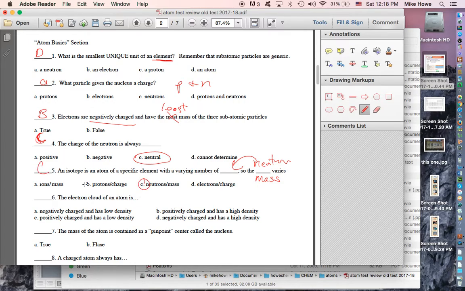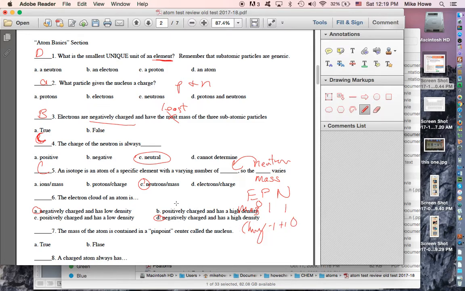That's C. The electron cloud of an atom. Electron cloud, of course, has electrons in it. What's the charge on an electron? Well, it's negative, so it's either A or D. Now, do electrons have any mass? If you remember the little chart we had about electrons, protons, and neutrons, with mass and charge: electrons had 0 mass, protons had a mass of 1, neutrons have a mass of 1, electrons have a -1 charge, protons have a +1 charge, neutrons have a 0 charge.